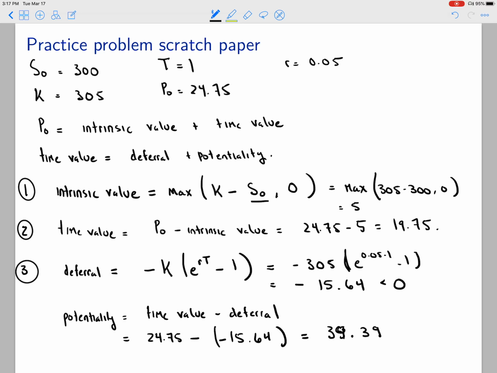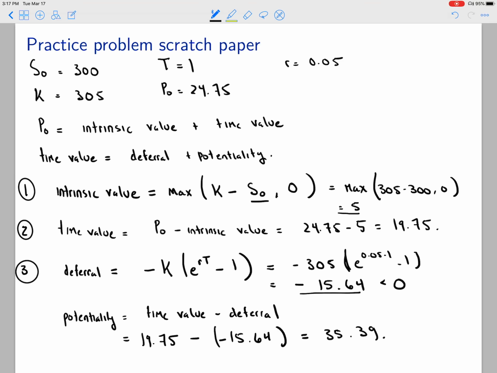And so what do we see? We see potentiality is a huge portion of the option value here. Deferred payment value is negative because we're delaying receipt, but there's a positive intrinsic value to begin with. Oh, excuse me, I made a mistake down here. What we have is 19.75. This is the time value, not the option value. And this is 35.39.